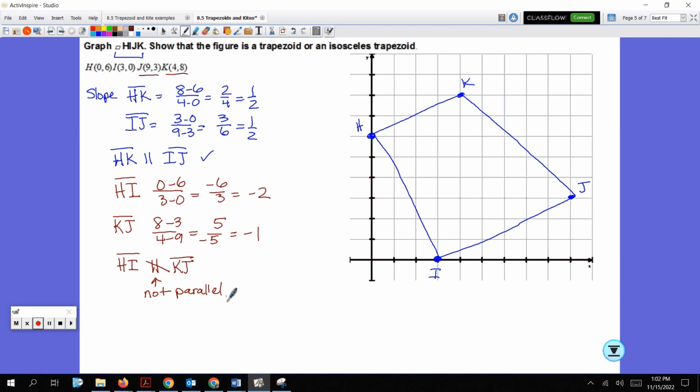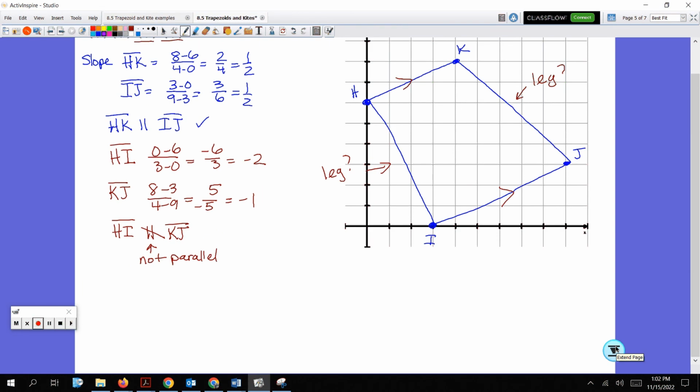Here's where you guys always get mad at me, but it's important, okay? So I know these two are parallel. I'm going to give them little triangles. I need to know, what about the legs? Are they congruent? If they are congruent, is it an isosceles trapezoid? I'm not sure. So I need to do the distance formula. And I only need to do it of the legs, HI and KJ only, okay?